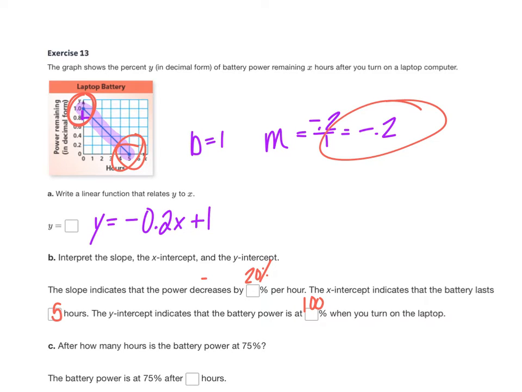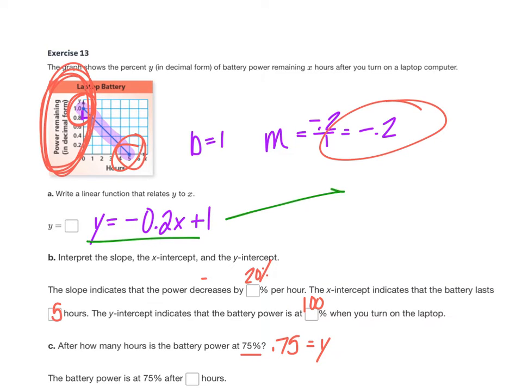Part C, after how many hours is the battery power at 75%? They want you to plug in 0.75 for the y value. How do I know that they want us to plug that in for the y value? Because that's where the percent in decimal form is, right? That's where the battery power is. So I can take our function that we wrote, y equals negative 0.2x plus 1, and I can plug in 0.75 because that's what my battery power is going to be at, and I can see how long it'll take me to get there.